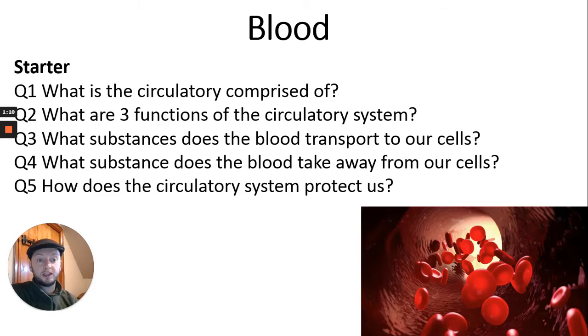Now, what substances does the blood transport to our cells? It transports two things, glucose and oxygen, that's needed for respiration to give us energy. What substance does the blood take away from our cells? It takes away carbon dioxide. And how does the circulatory system protect us? It protects us by forming scabs or blood clots to stop blood loss. And also it protects us against infections such as bacteria and viruses.